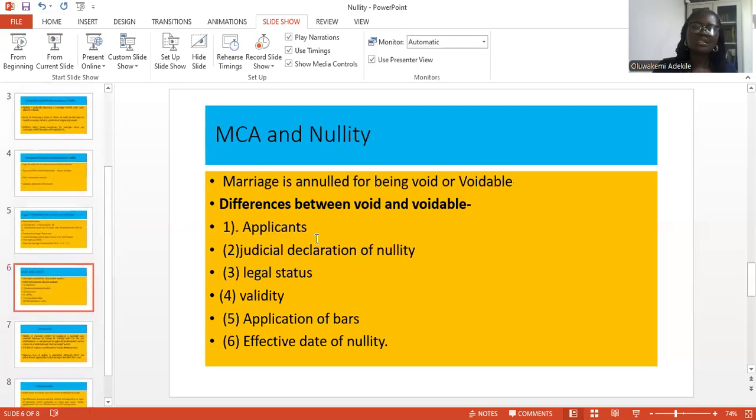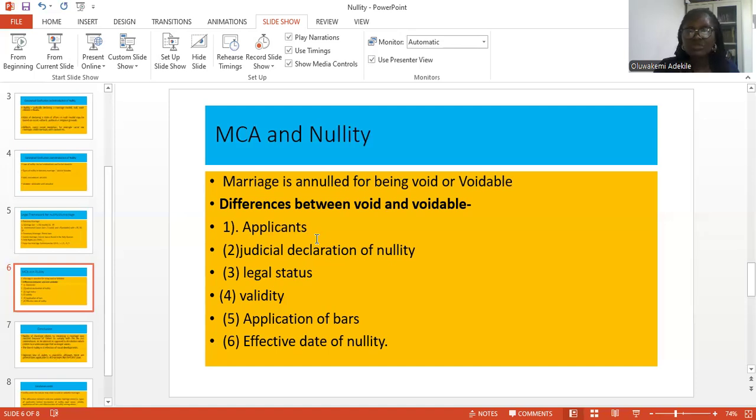When you talk about nullity of a statutory marriage, it's often said that it is either void or voidable. A void marriage, like I said, in the eye of the law does not exist at all. And under the Matrimonial Causes Act, you would see some of the provisions regarding void marriage and voidable marriage. The differences between them are many, some of which include the fact that when a marriage is regarded as void, as not having taken place at all, anybody can apply to annul the marriage. And we'll also see that one of the reasons a marriage can be annulled is the fact that a party lacks capacity.